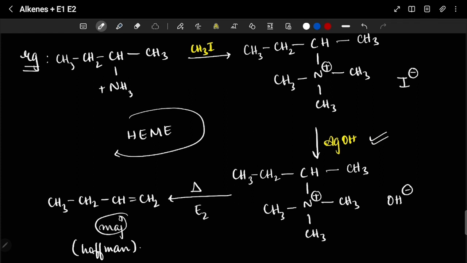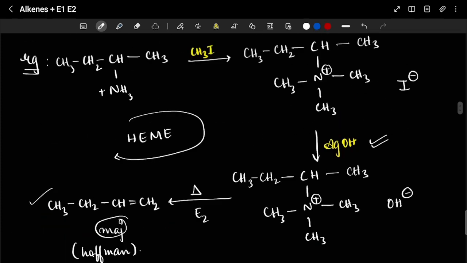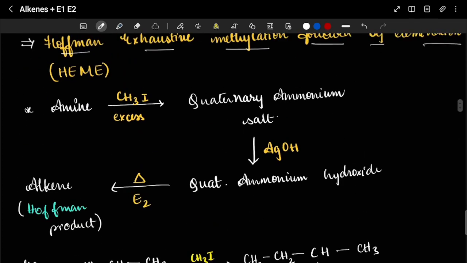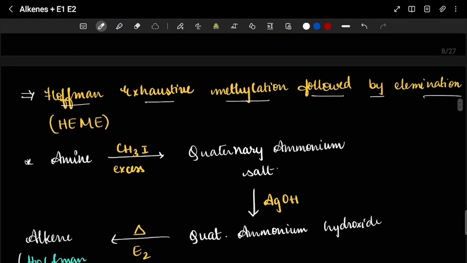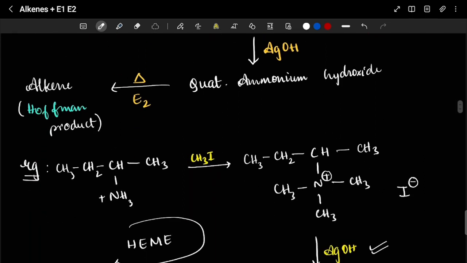So a Hoffman product is formed, which means the less substituted alkene. Among these two, this position is less substituted, right? So that's why using the E2 mechanism, Hoffman elimination, the Hoffman product is formed. So this is HEME, or Hoffman exhaustive methylation followed by elimination, or you can also call it heating of quaternary ammonium hydroxide.